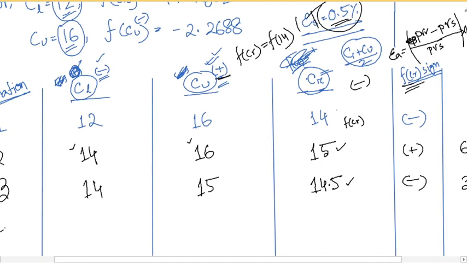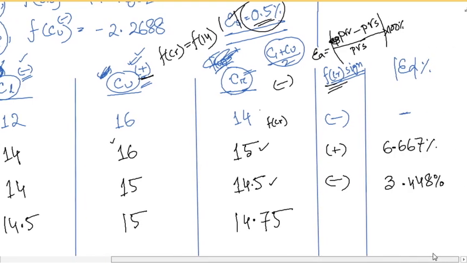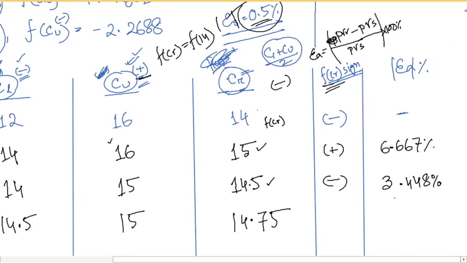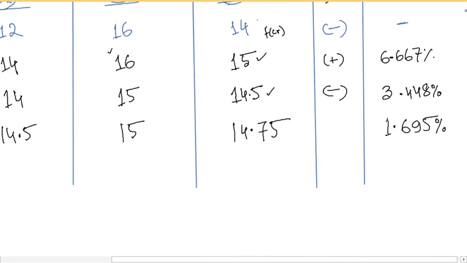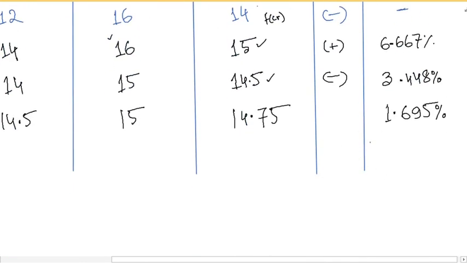So in the next step it will be replacing this one. So 14.5, 15, and this will be 14.75 in the next step. And for this, the percent relative approximate error is 1.695%, which is again not less than our desired value 0.5%. That's why you will have to go for the next step as well.